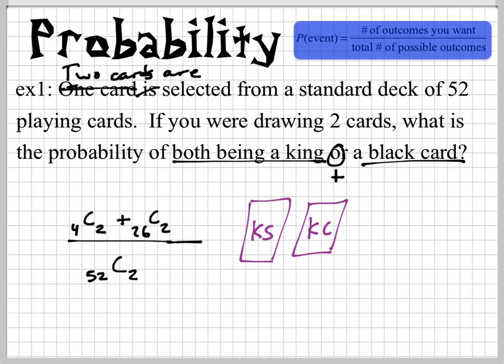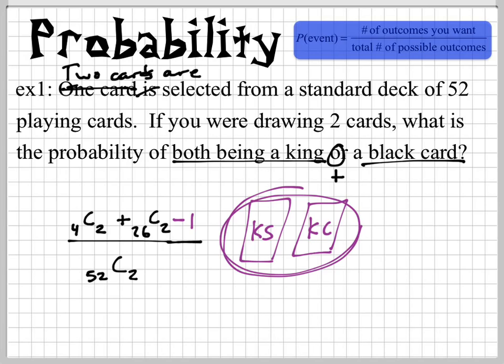Remember, order doesn't matter, so it doesn't matter which one I write first. But this counts as one outcome. It's one outcome out of all these. Actually, this outcome is counted in here and in here, right? Because it's going to be counted in the black cards too. So we have to take one of those outcomes out because we want it to be counted, but we don't want it to be counted both times. So you just go minus 1.